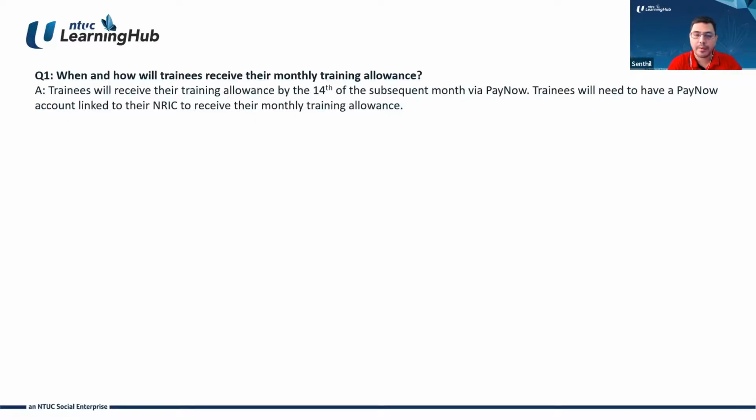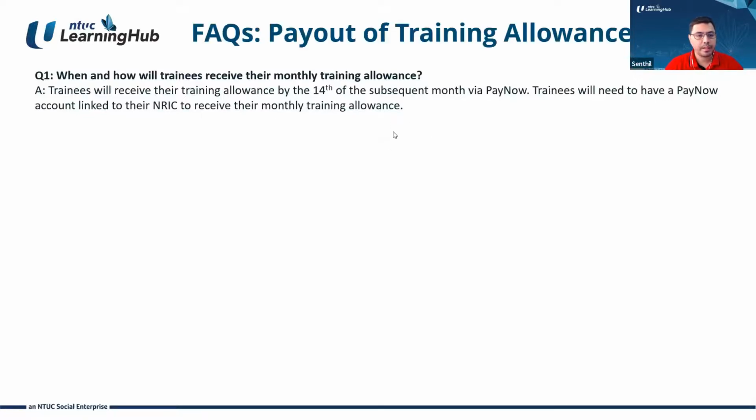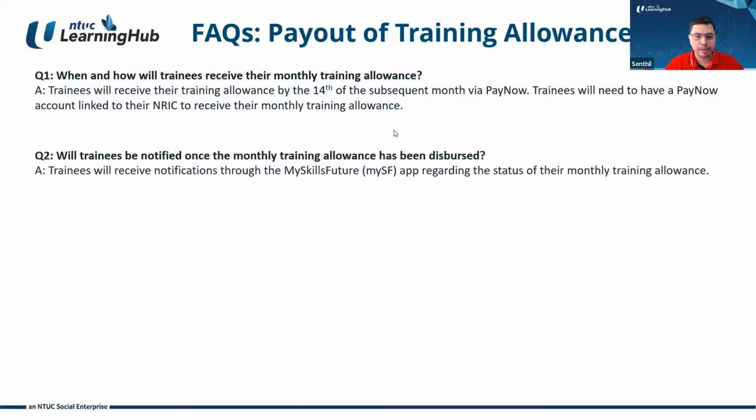Because for the month of January, we will collate your monthly attendance data, and then we will send that to SSG, and SSG will be the one to evaluate the attendance data and transfer the training allowance to your account directly. So the training allowance is not coming from Learning Hub, it's coming from SSG. Our role here is to submit your monthly attendance data to SSG. Trainees will need to have a PayNow account, which is linked to their NRIC, to receive their monthly training allowance.